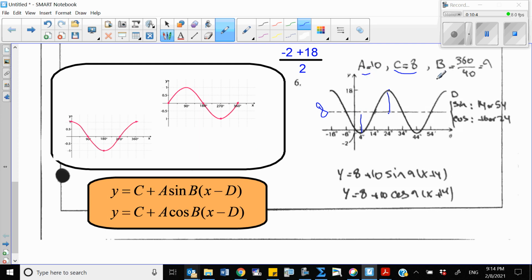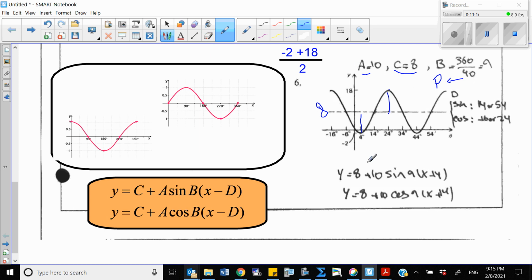Then the B value. First, find the period of the function. Find the distance between two low points, for example. Between 4 and 24, the distance is 40. So this is the period of this function. You could also find the distance between two high points or two midpoints. Whatever is easier for you, that's going to be your reference to find the period. Okay, so the period is 40.